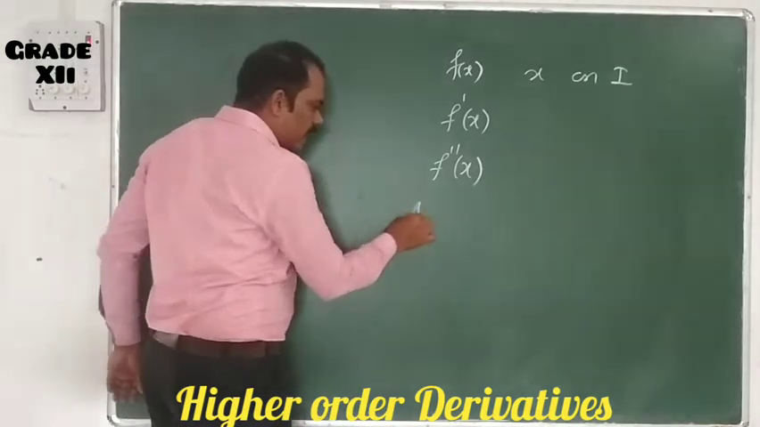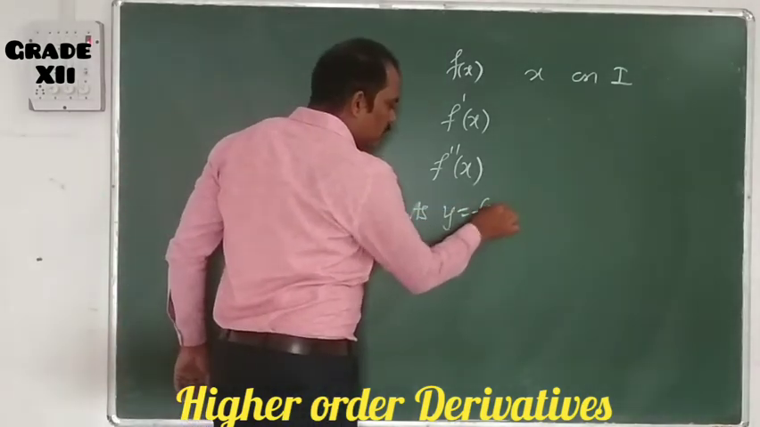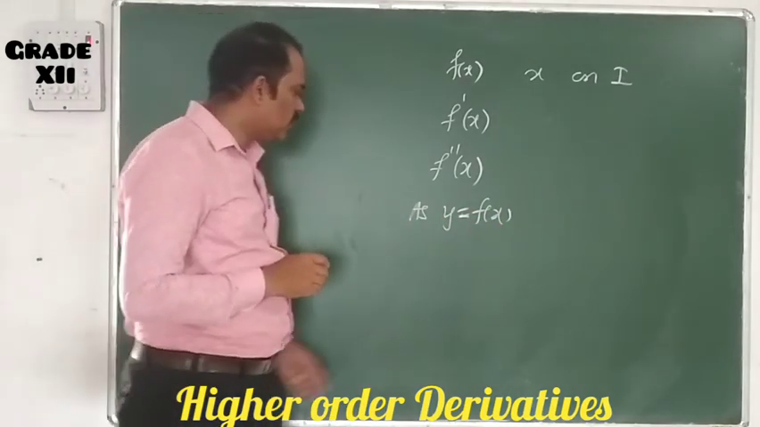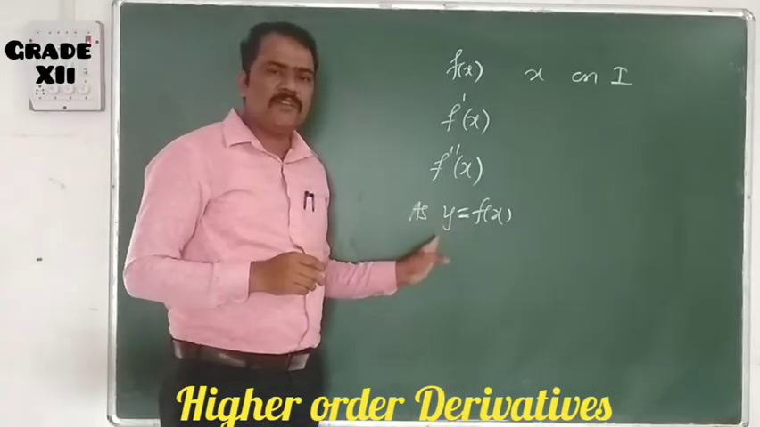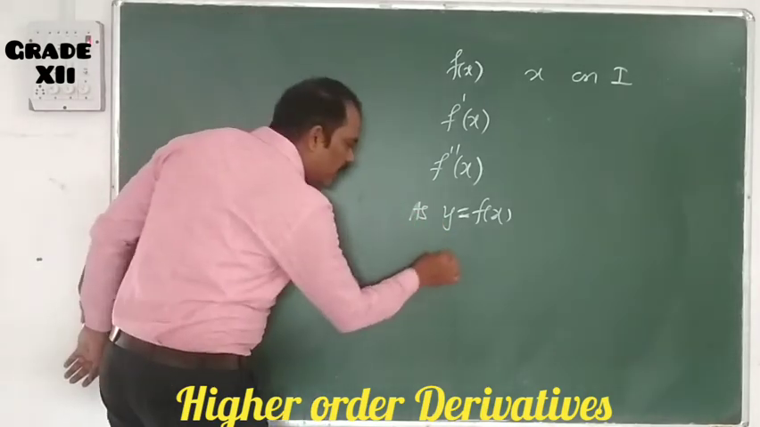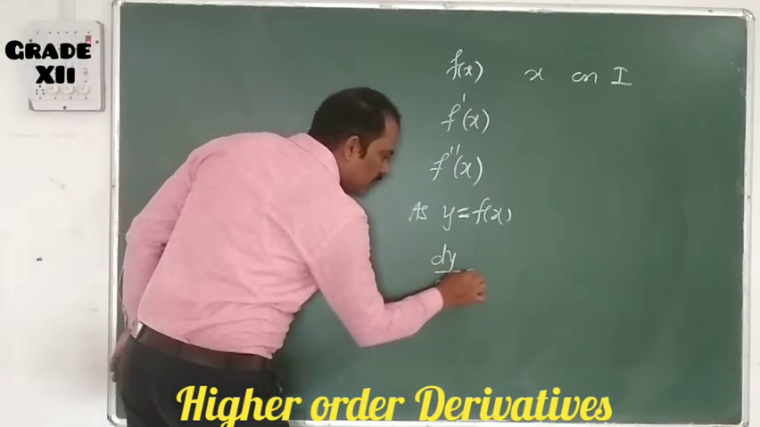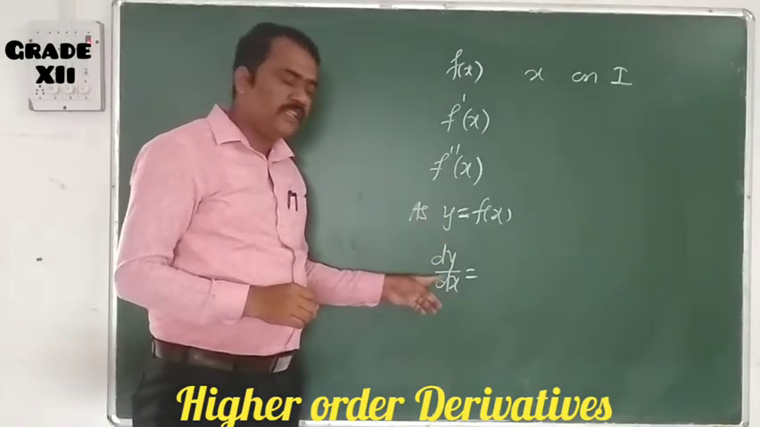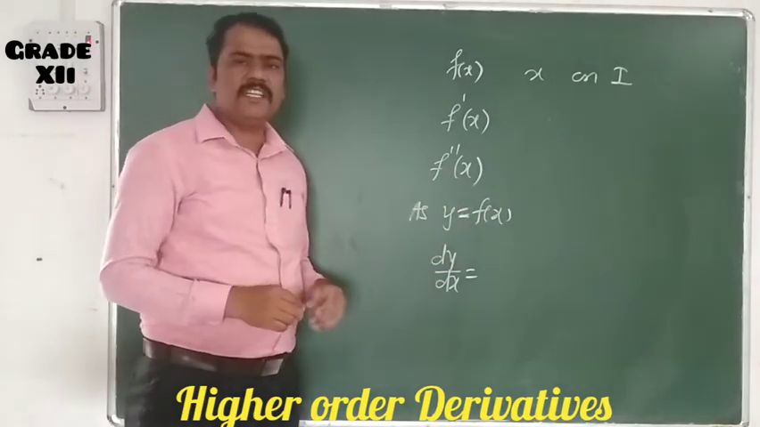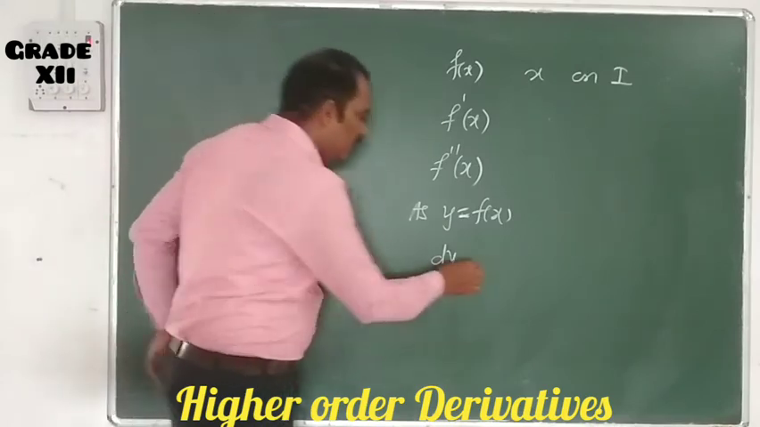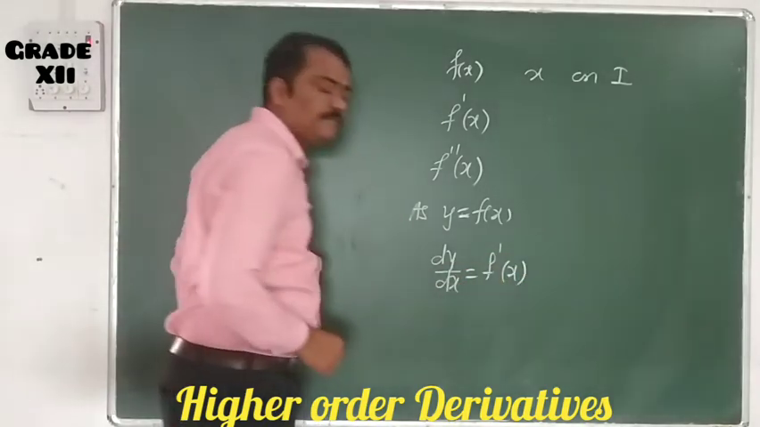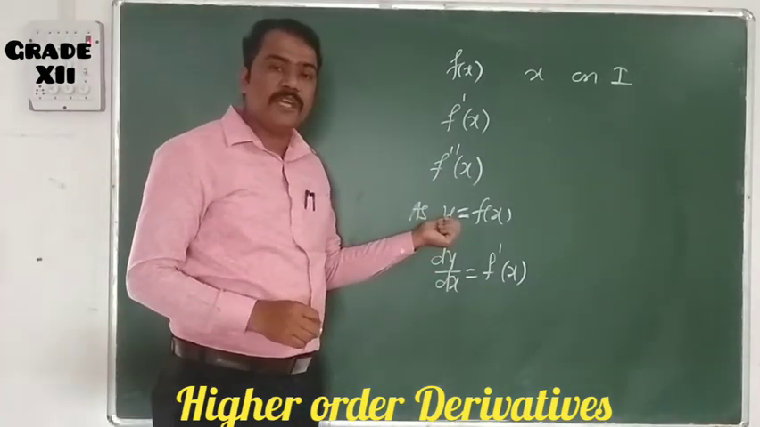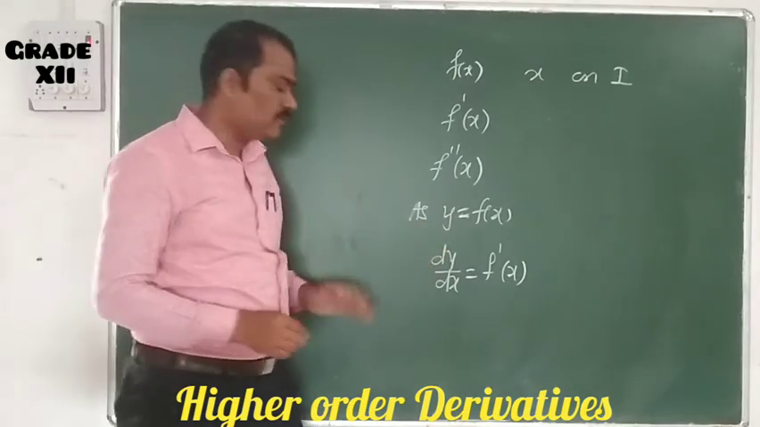Suppose y is equal to f of x. According to the Leibniz notation, if y is a differentiable function of x, then its derivative is denoted by dy by dx. That is, f of x is a differentiable function of x, and its derivative is given by f dash of x. So we take the first time derivative of y with respect to x, and it is called the first order derivative.